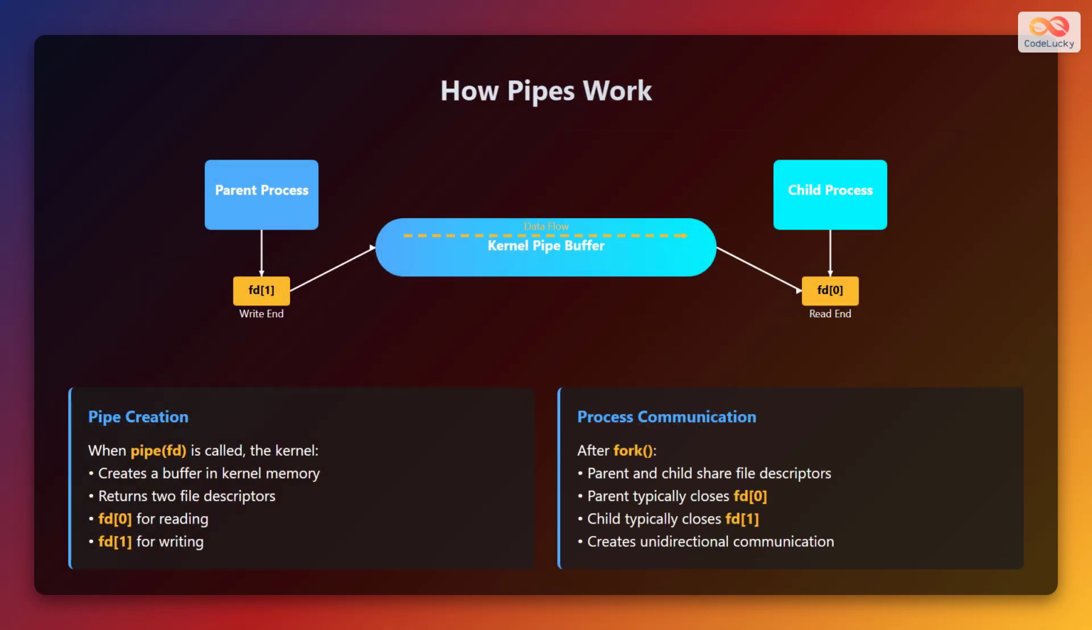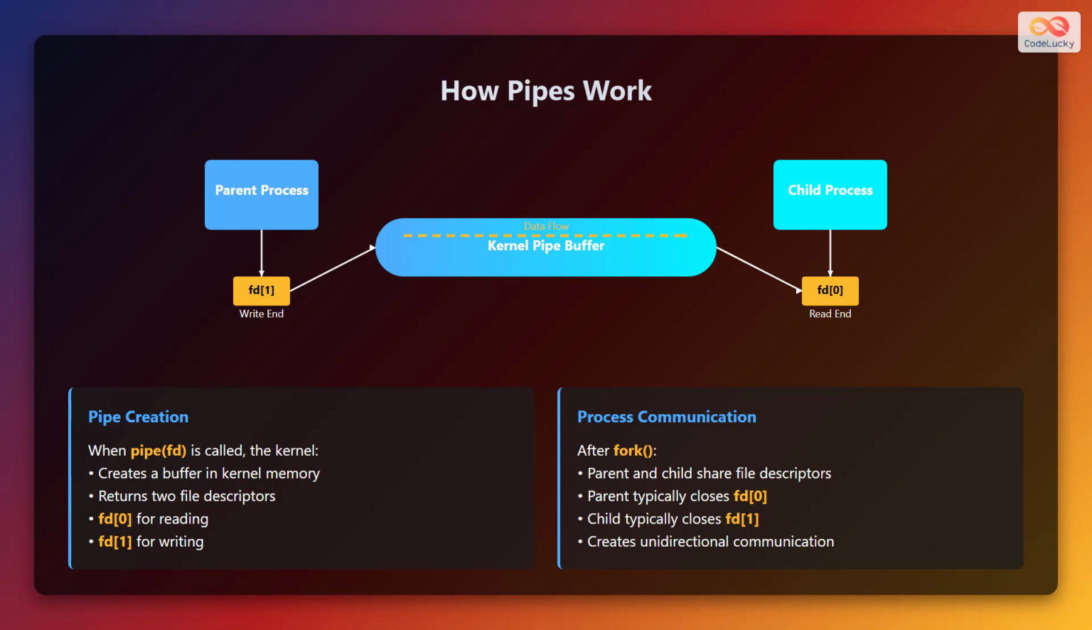When the pipe function, represented as pipe(fd), is called, the kernel creates a buffer within its memory to facilitate data exchange. It then provides two file descriptors, fd[0], which is used for reading data from the pipe, and fd[1], which is used for writing data into the pipe.